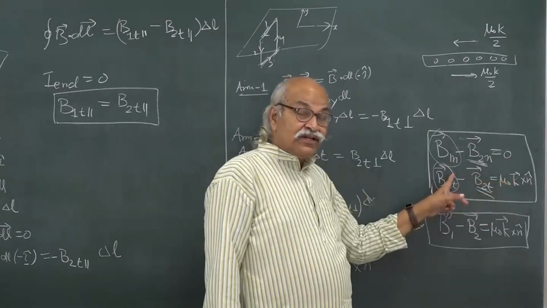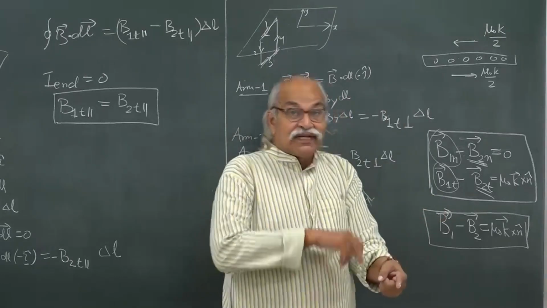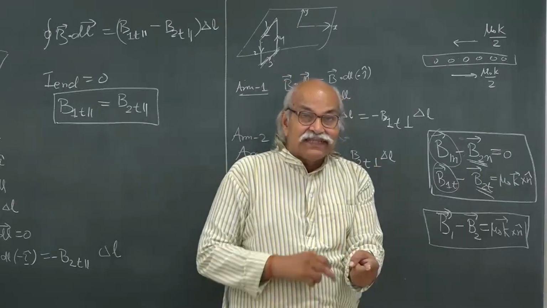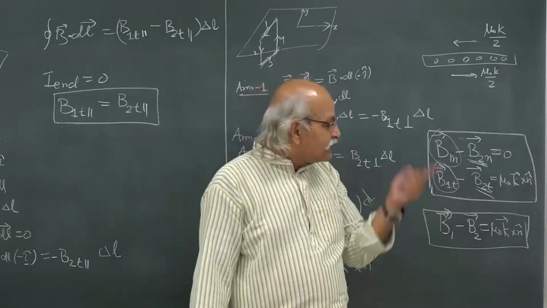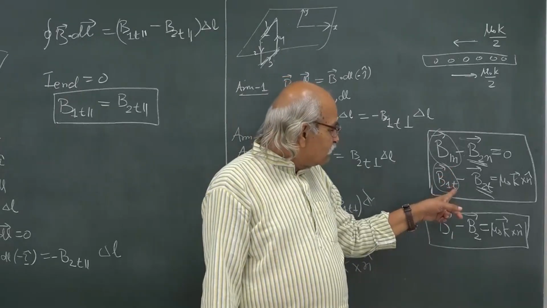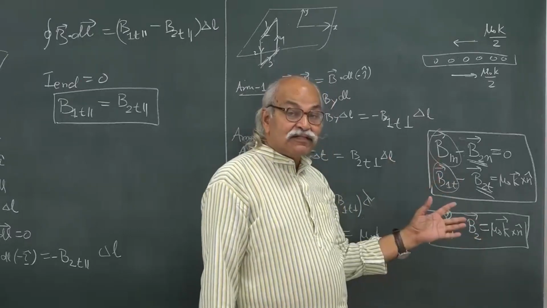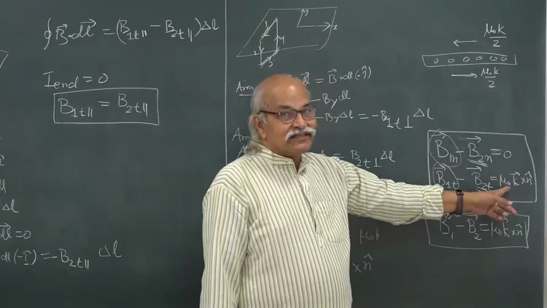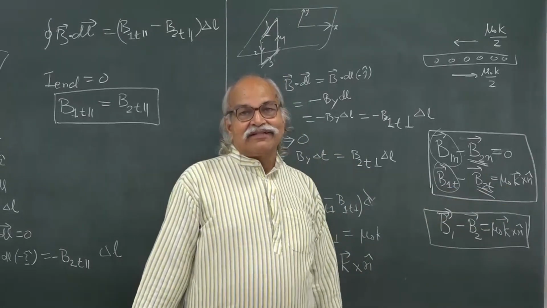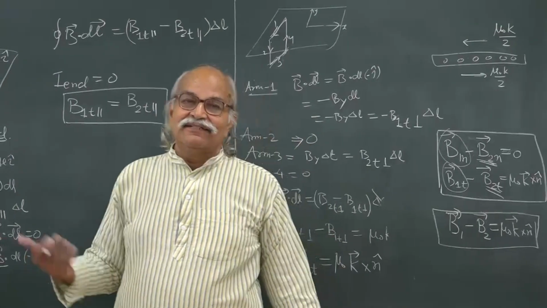And in the tangential component also, the component along the current direction does not change, and only the tangential magnetic field component in the direction perpendicular to the current changes by this. So, these are the boundary conditions on the magnetic field across a surface which may contain a surface current.